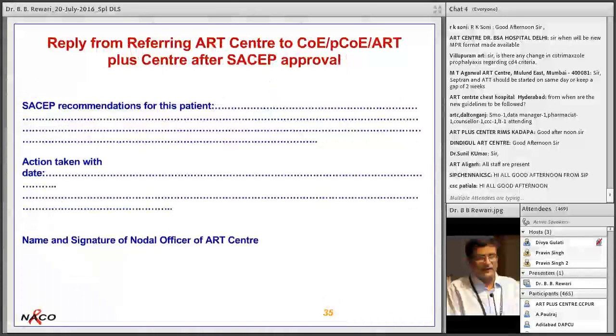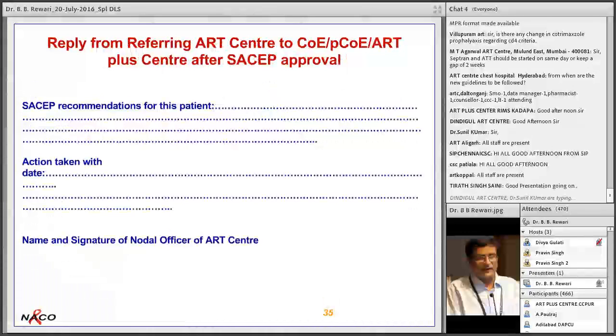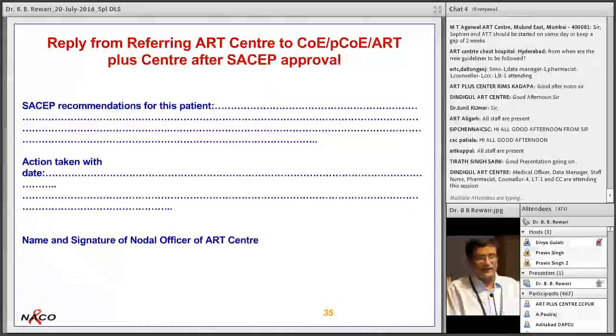Now this is the third part. Basically it is the reply from the referring center that SACEP had made this particular recommendation for this patient. Now what action we have taken: okay sir, we have started this second line ART. Sir, we will send the patient back after 3 months. Sir, we will look for HIV2 because there is immunological virological discordance. So the name and signature of the nodal officer of the ART center has to be on this. These have to be sent as a scanned copy electronically.